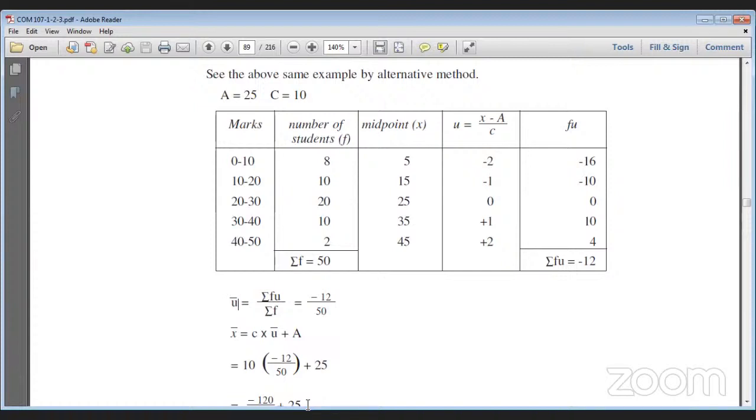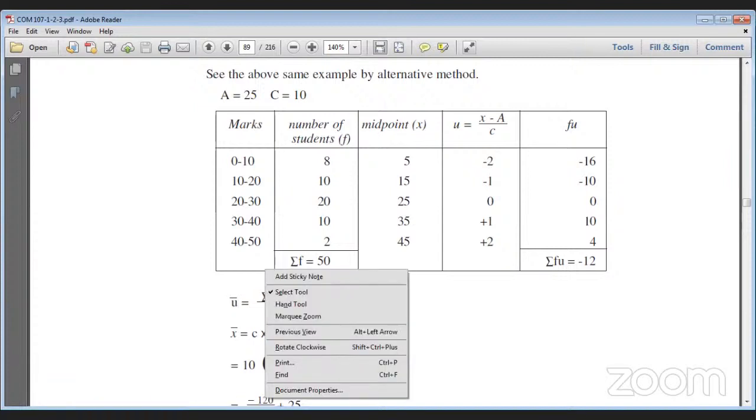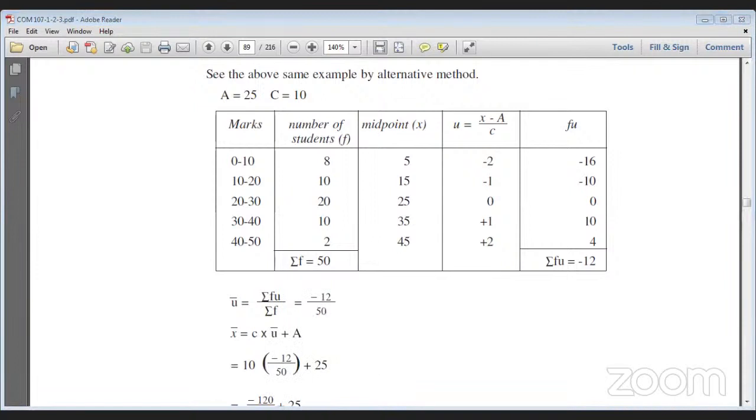Then there are some self questions for your self study, to test yourself. Questions are given there. You have to check them and see, the answers of all these self study questions are given here also.